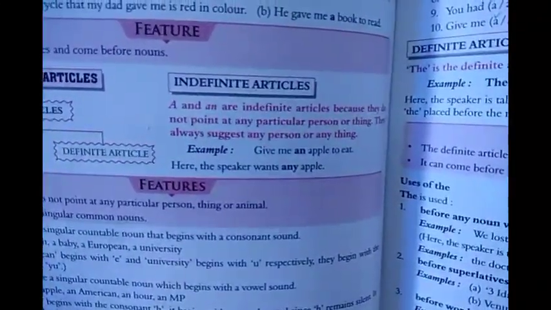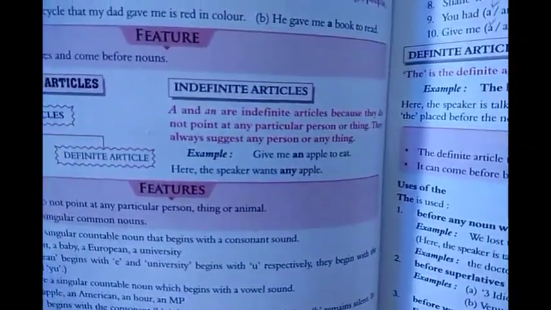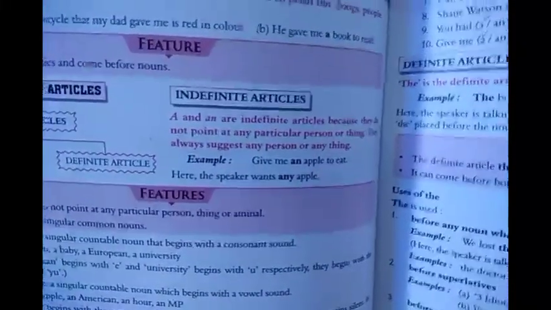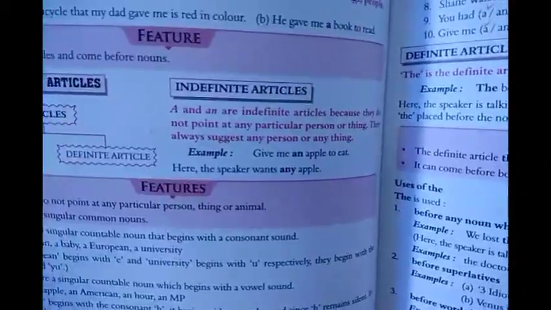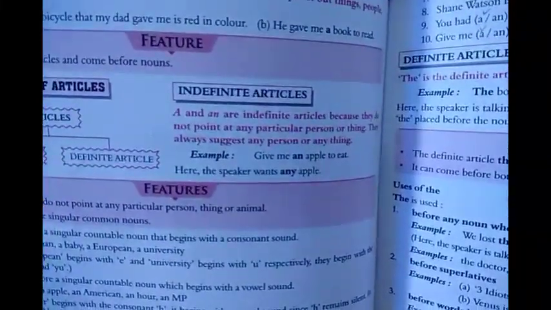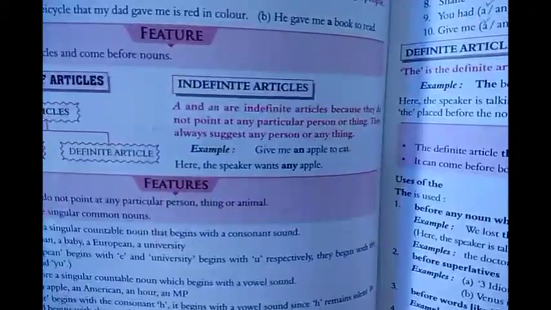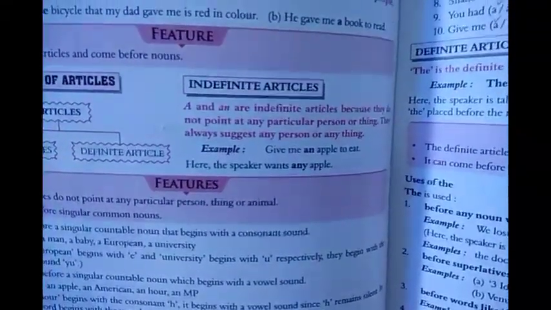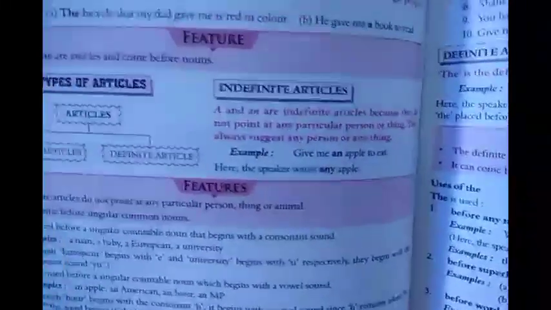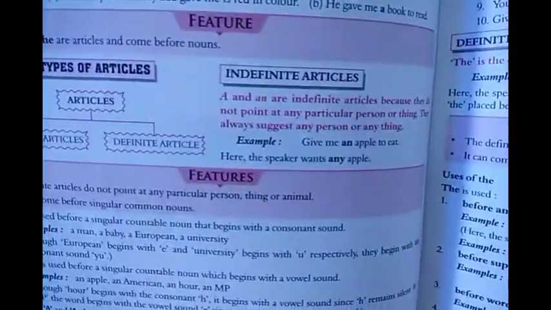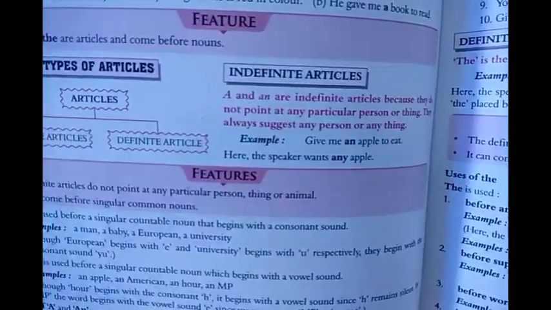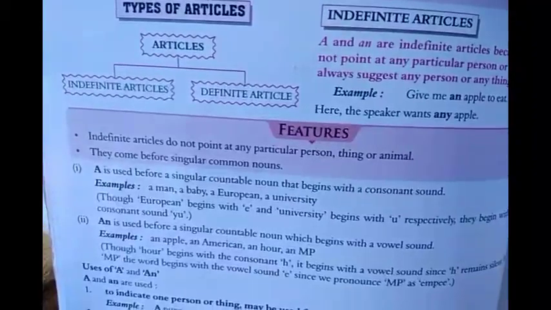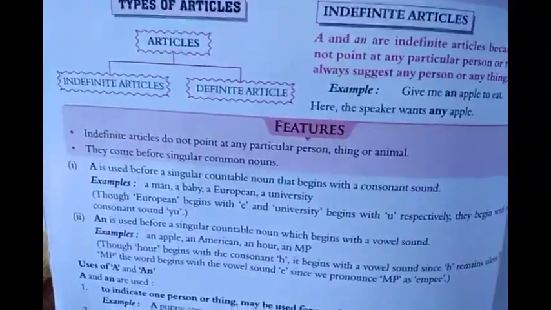Another example we can say, give me a 1 rupee coin. Okay, give me a 1 rupee coin. So any 1 rupee coin you can give. So in these cases we use a and an because they are indefinite, and indefinite articles are always used with singular countable nouns. Okay, it is used before singular countable nouns.